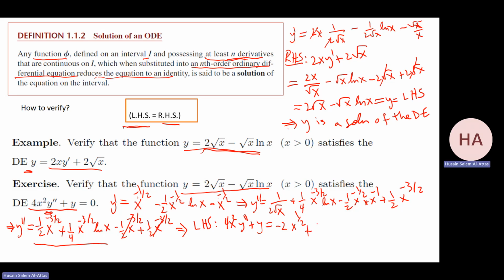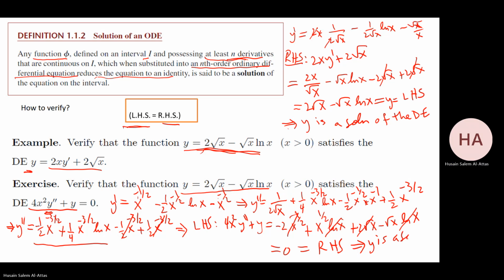Plus x squared times x to the minus 3 over 2, that gives 1 of x to the power half ln x. I want to add to it y, which is this one. So this is plus 2 root x minus root x ln x. This is cancelled. This is cancelled. I'm getting 0, which is the right-hand side. So it means y is a solution of the differential equation.